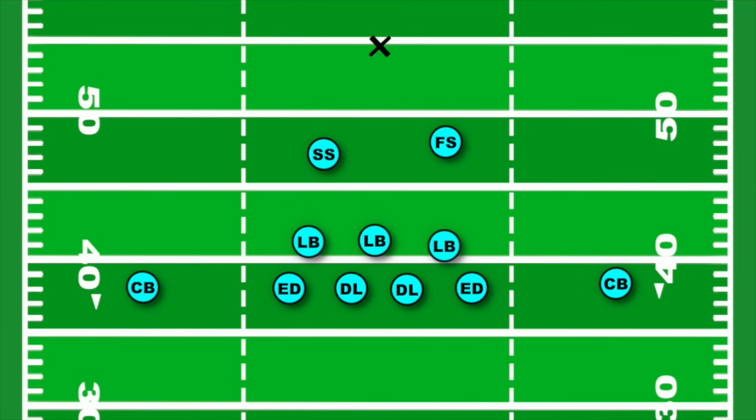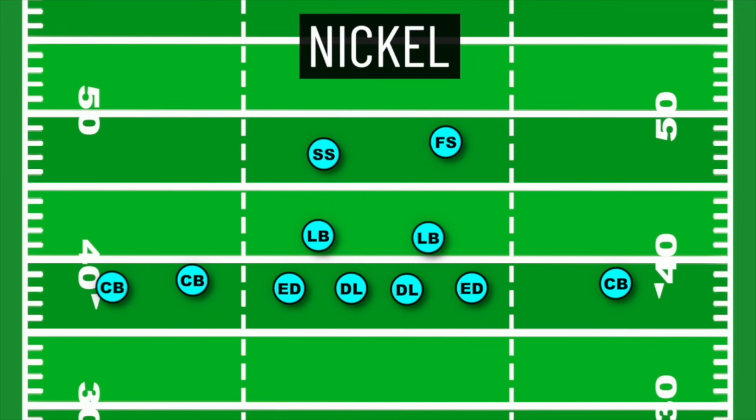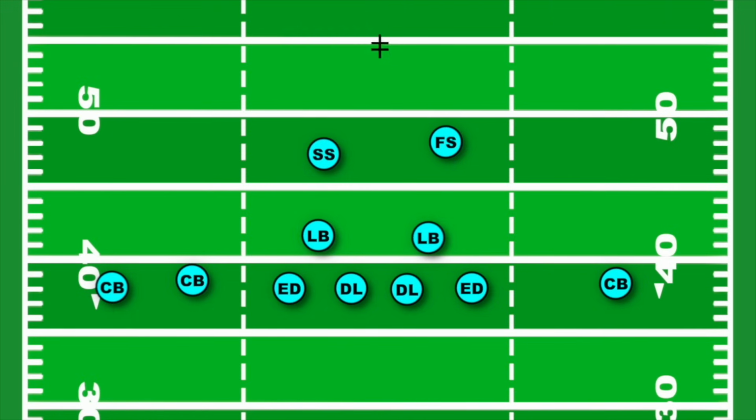Nickel defense replaces a linebacker with another defensive back, usually a slot corner. Dime, quarter, and dollar defense each add 1 more defensive back onto the field. Nickel, dime, quarter, and dollar are referred to as sub-personnel, but quarter and dollar aren't used very often. Sub-personnel is used when the offense is more likely to pass the ball.